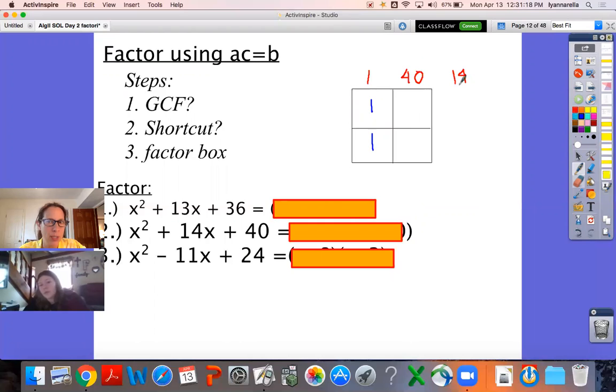What do you want to use to get to 14? I need these two products to add up to 14. 5 and 8. Okay, so 5 and 8, you're close. 1 times 5 is 5, and 1 times 8 is 8, but 5 plus 8 is 13, not 14. Oh, okay.